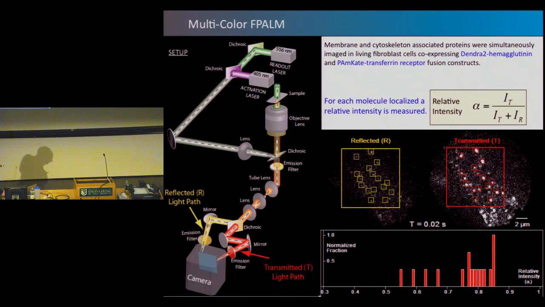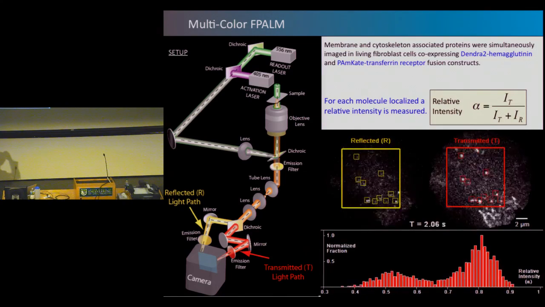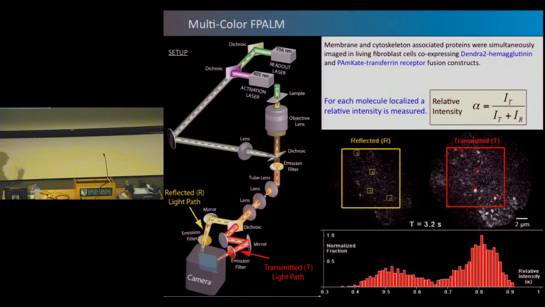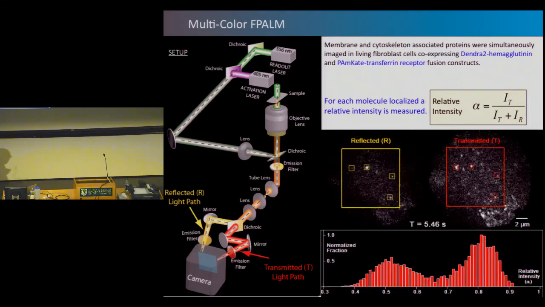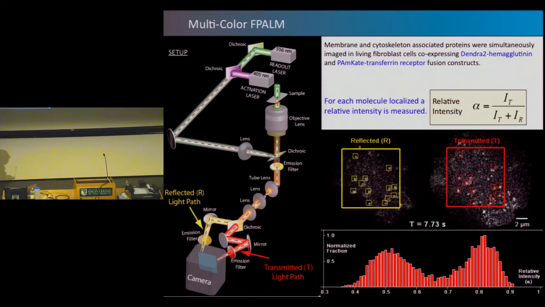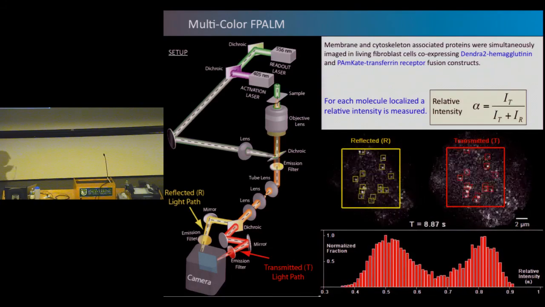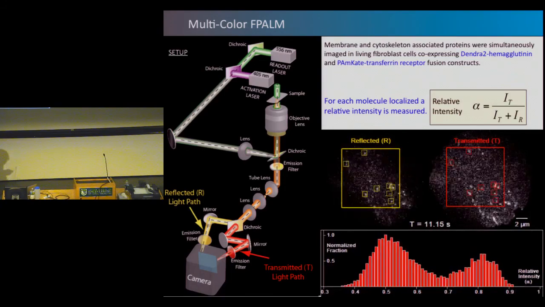Actually, this movie shows how the data builds up over time. And this is a live cell expressing hemagglutinin with 1 color and transferrin receptor with another color. I'll show some actual 3-color data next, but this is actually 2 species. You can see the 2 peaks building up as a function of time. You can also see a lot of dynamics of the transferrin receptors. They're moving pretty quickly here as a function of time.